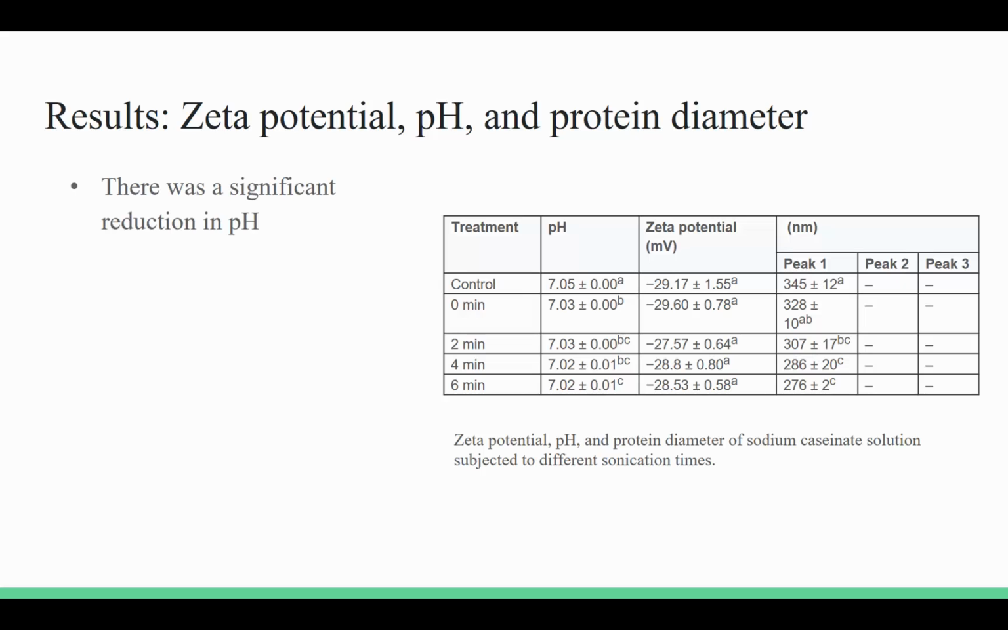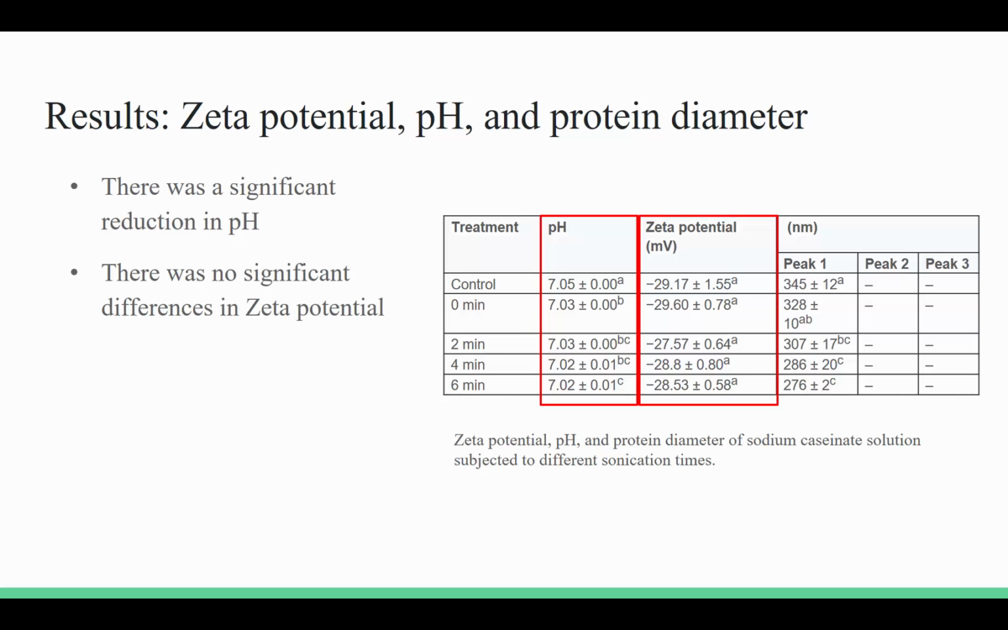There was a significant reduction in pH, as shown here. There was no significant difference in zeta potential, and there was a significant reduction in the protein diameter, which I talked about on the last slide.